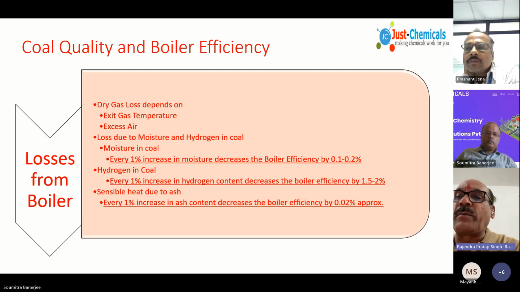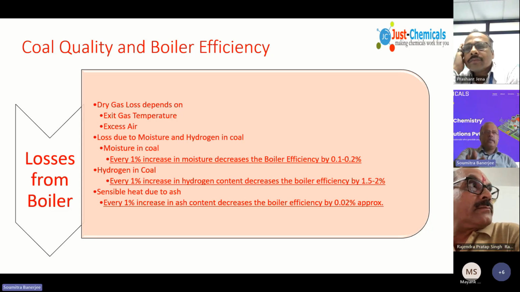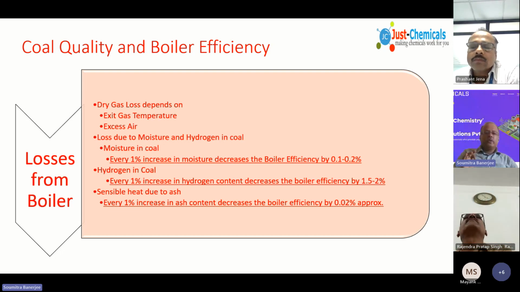From the design also, if we go 1% higher, then maybe it will reduce the efficiency. Same way, if we compare it with less than the design, then also it will have the same impact. So moisture, from anywhere, any baseline you take, either from your baseline data or from the design data, whatever you take, it will always decrease the boiler efficiency. Increase in moisture will decrease the boiler efficiency.